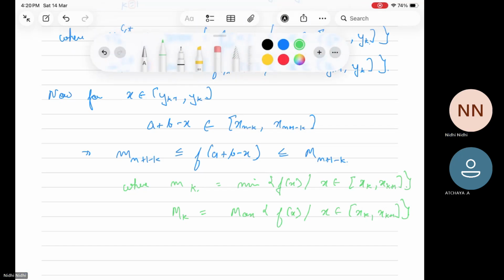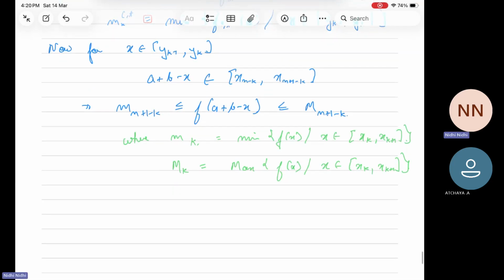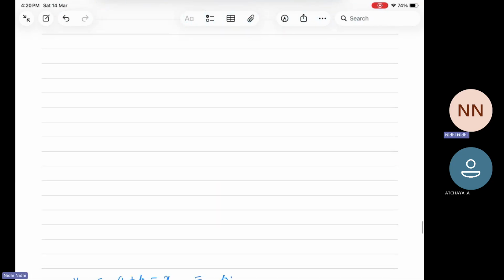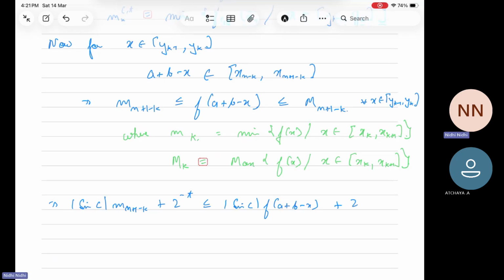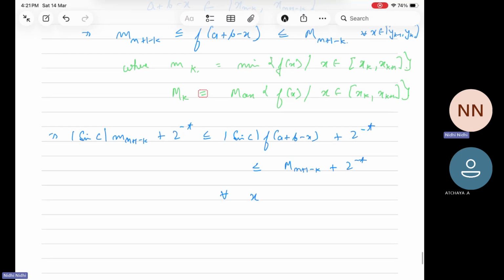So that means, further in the definition of f_CT, mod sin c times m_{n+1−k} plus 2 to the power minus t is less than or equal to mod sin c f(a + b − x) plus 2 to the power minus t, which is less than or equal to capital M_{n+1−k} plus 2 to the power minus t, and this happens for every x in y_{k−1} to y_k.